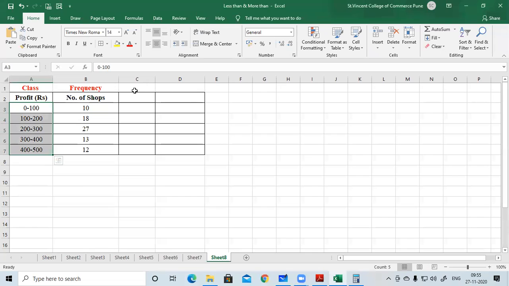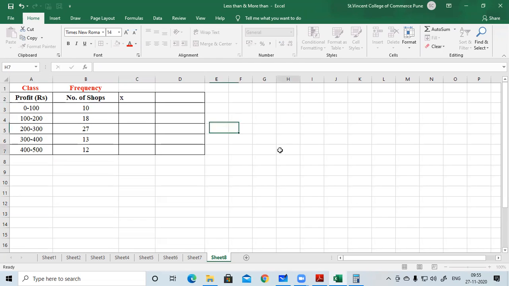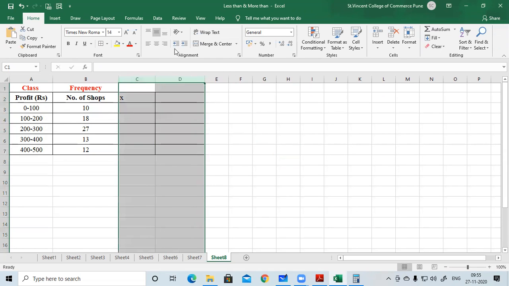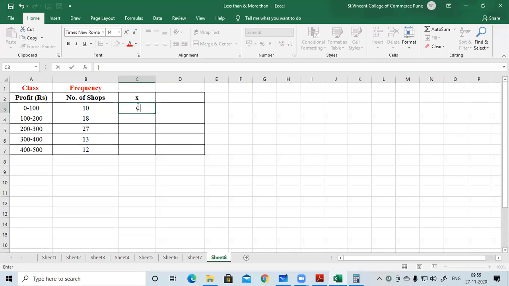So let's come to this sum again. Now we need one more column, which is your x. How to find x? Upper limit plus lower limit divided by 2. So here you will be doing 0 plus 100 divided by 2. 0 plus 100 divided by 2. The answer comes to 50.